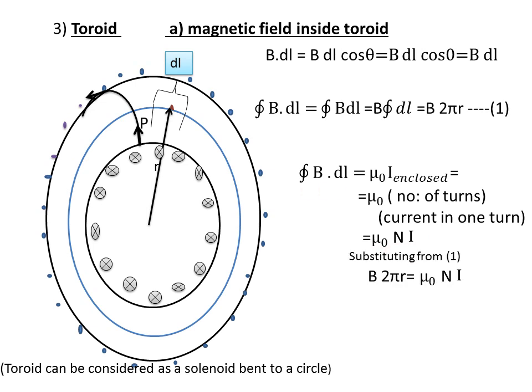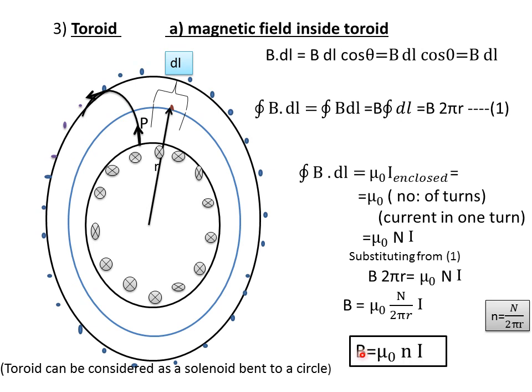Now from 1 and 2 we can write B into 2 pi r is equal to mu 0 n I. We can take this 2 pi r downwards. B equal to mu 0 into n by 2 pi r into I. Instead of n by 2 pi r we can write small n. So B equal to mu 0 n I. This is the same equation as we got in the case of solenoid, but here small n is equal to total number of turns, capital N, by 2 pi r.